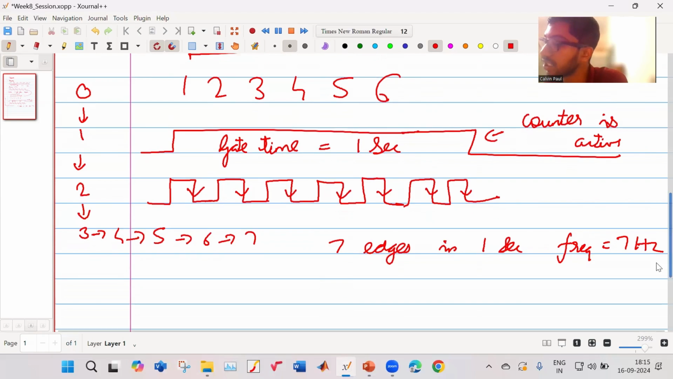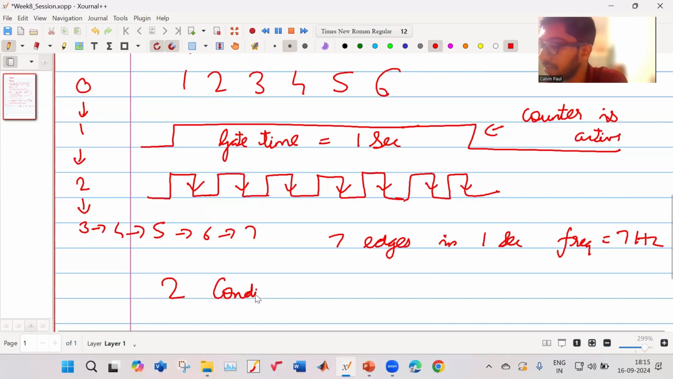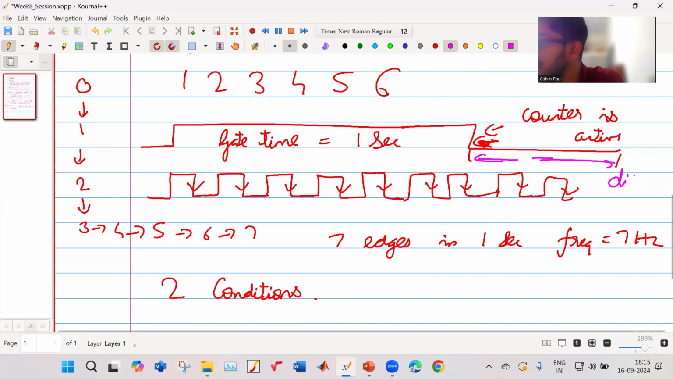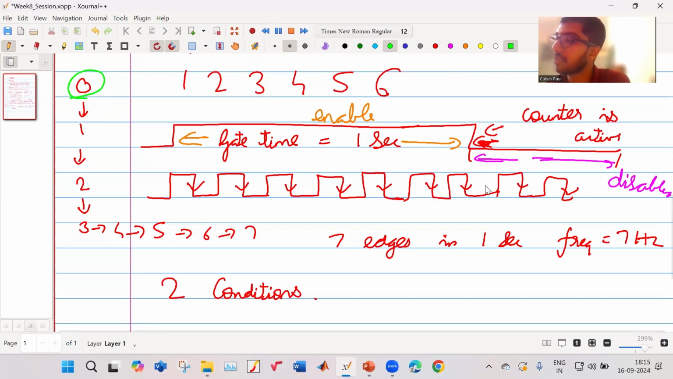There are two important conditions to realize. First, after this time the signal will still be coming, but the counter should not be enabled in this region. In this region, it should be disabled. Only in this part should it be enabled. Another aspect we must understand is that your counter should start from 0. It should not start at some other value.